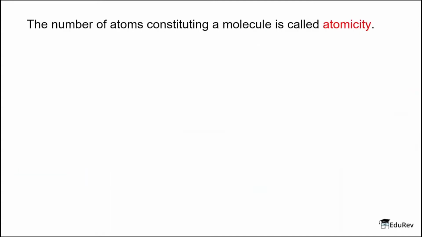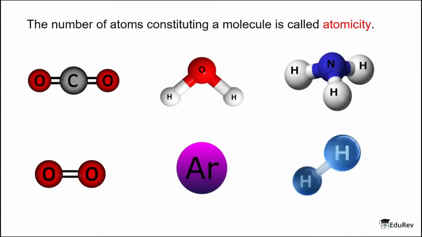Now, the number of atoms constituting a molecule is called its atomicity. For example, on the screen you can see various different molecules. The first one is carbon dioxide, second one is water, then we have ammonia, then we have oxygen gas, then we have argon gas, and finally we have hydrogen gas. So as you can see, all of these are different molecules.